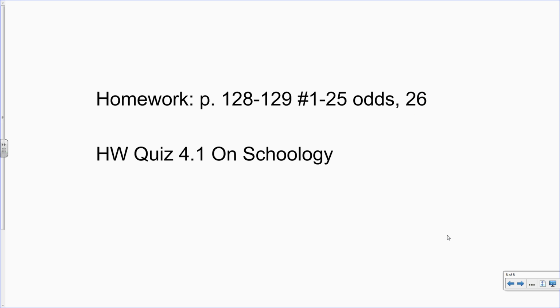So your homework now is to go on to page 128 through 129, and you need to do 1 through 25, the odds, and then you need to do number 26. Check those, and then get on to Schoology and take homework quiz 4.1.